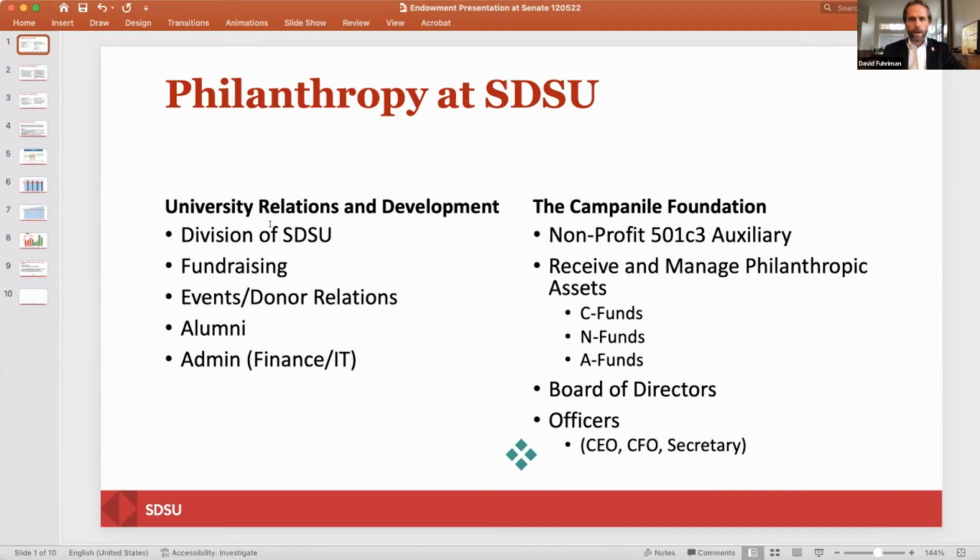Many of you probably have seen and manage C funds and N funds and A funds. The C funds act like a checking account, N funds are endowments, and the A funds award scholarships. There's a board of directors, many alumni, all dedicated to supporting and sustaining San Diego State. As well, there's officers. As I said, Adrian's the CEO, I'm the CFO, and Anita is also the secretary.